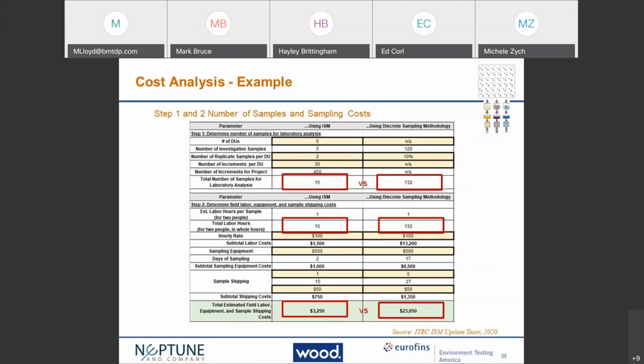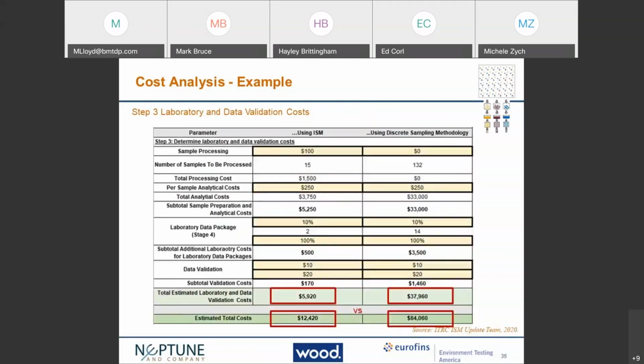Let's also consider laboratory costs. With laboratory, ISM does require additional processing, and laboratories are going to charge for that. So that needs to be weighed into your consideration. So your analytical cost per sample will go up. However, you're dealing with a significant reduction of samples.